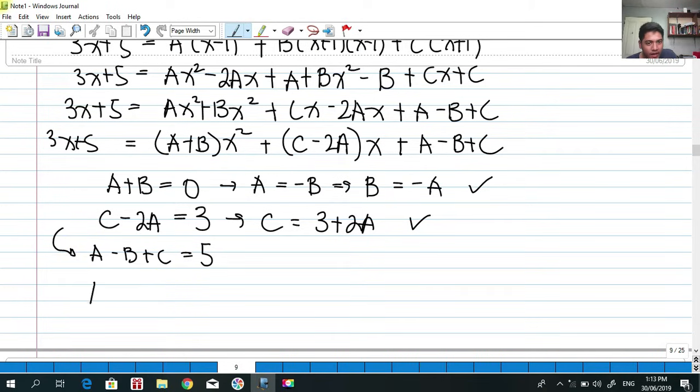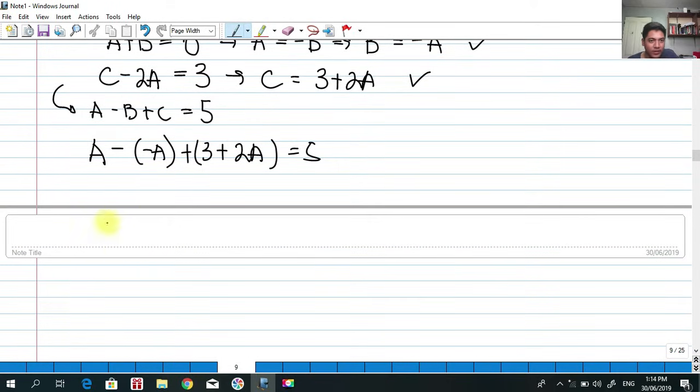So what will happen? We have a minus b. What is the minus b? b is equal to negative a, so that is negative of a, plus c, which is plus 3 plus 2a, equals 5. So this is simply our a, this is our negative b, and this is our c. So we have a minus the negative of a plus 3 plus 2a equals 5.